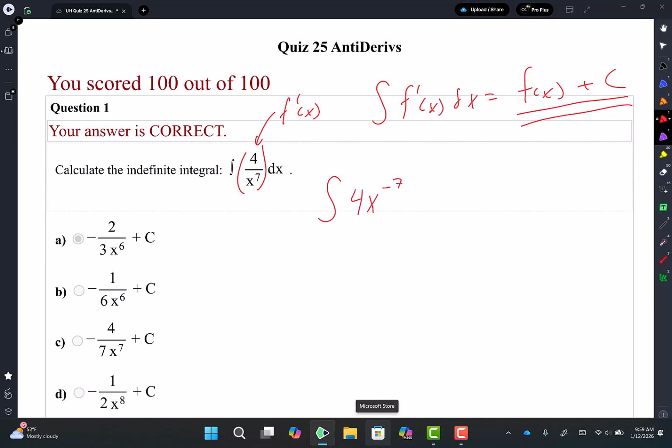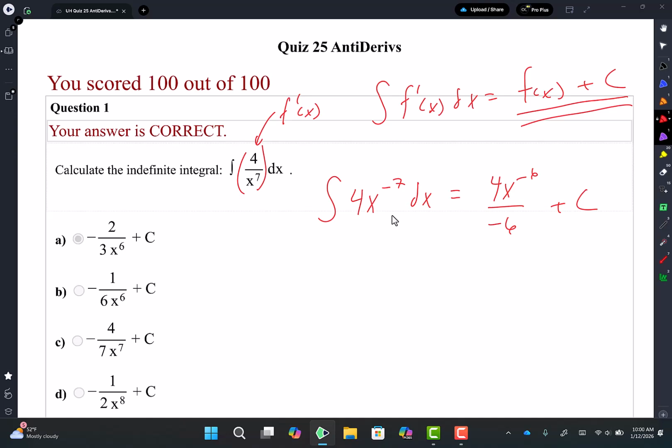4x to the negative 7 dx equals, and I'm going to go slow. We have to reverse the operation, do the inverse operation, and reverse the order. So add 1 to the negative 7. What's that? Negative 6. And then we divide by that negative 6. Because remember, before we multiplied and subtracted. So now you add and divide. Do you see how we reversed and did the inverse operation? And then put plus c.